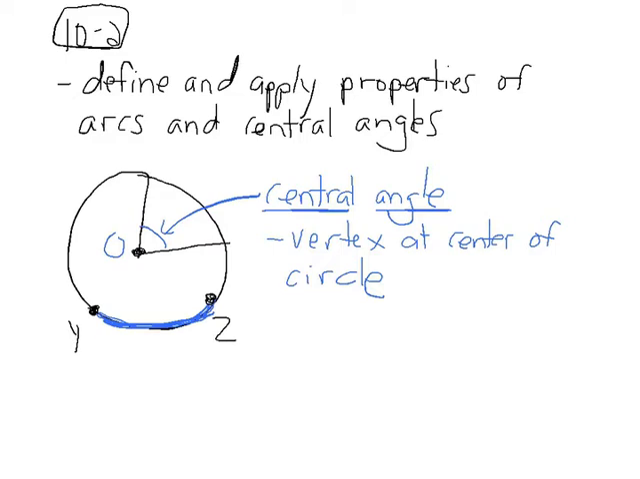What we say is that arc YZ from this Y to this Z is called a minor arc. This is called a minor arc. A minor arc. And we say that the arc from Y to Z along this direction is called a major arc.